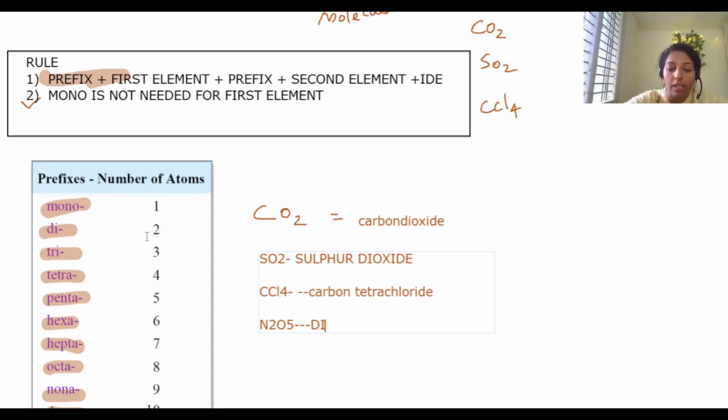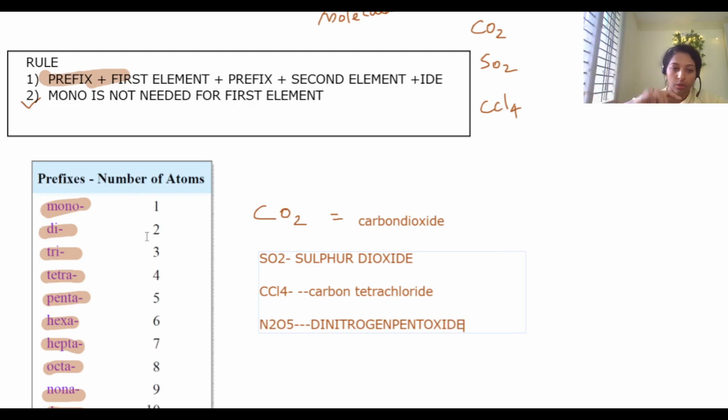So yes, dinitrogen and 5. 5 means 5 oxygens are there, which means the prefix is penta. But dinitrogen pentaoxide is not wrong. If the next one starts with O, then you can just write pentoxide. Pentaoxide is not needed.